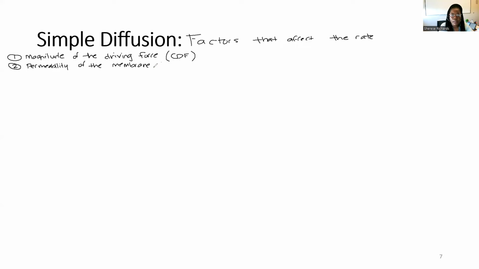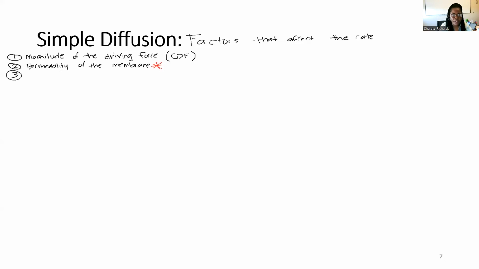And we're going to talk about some other variables that will influence the permeability. But the permeability is basically what properties of the membrane or the particle allow for the easy movement of that particle through the membrane. Okay, and we'll talk about some other variables that will affect that, but that's going to be the most important factor that affects the rate of simple diffusion.